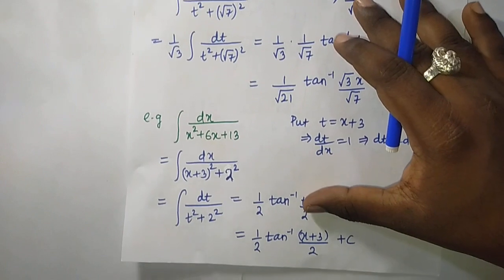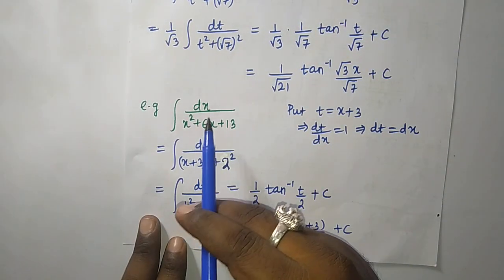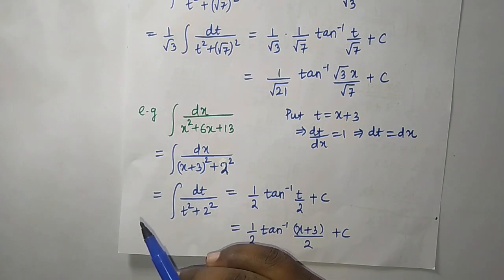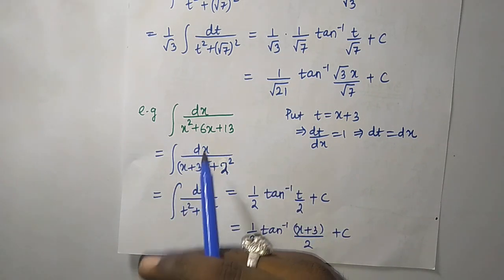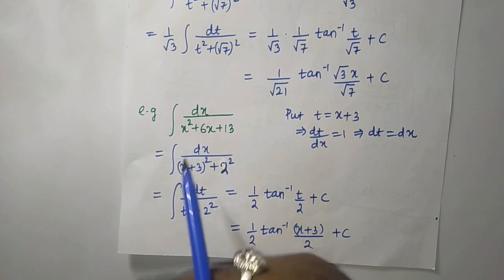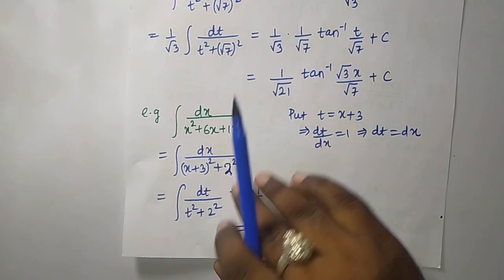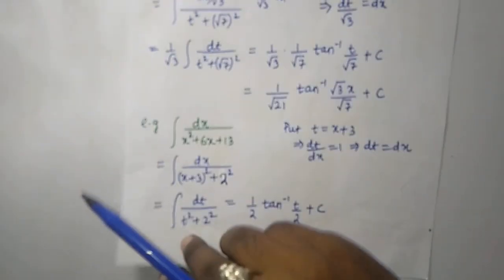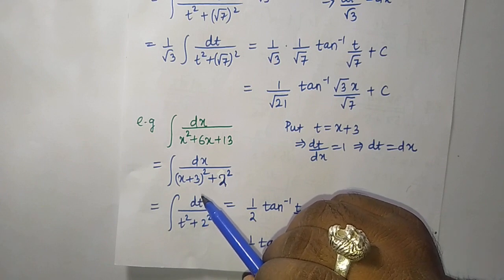Sometimes you will get this form as well. dx by x square plus 6x plus 13. See how we will solve it. Here we have to find integration of 1 by x square plus 6x plus 13. First you can see this is not in exactly this general form. We have to convert this form into that general form. See how I am doing.